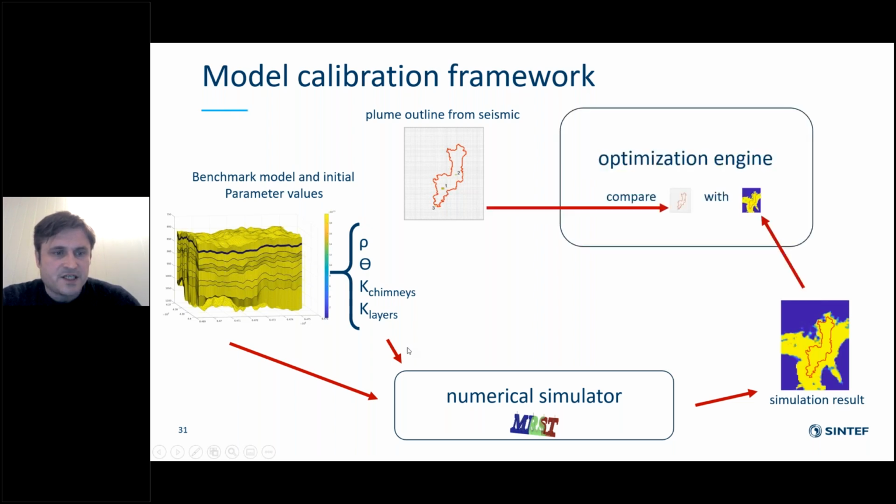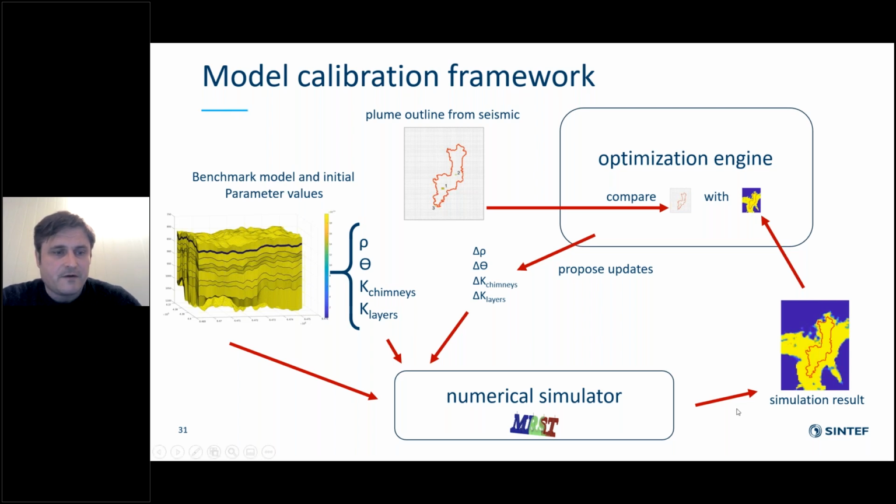And our optimization engine compares the outline of the CO2 plume as obtained from the simulation with those that have been observed from the seismic and assesses the degree of fit. Based on the gradient of the result with respect to the calibration parameters, the optimization routine proposes updates to these parameters. And we run a new simulation with updated values, which leads to another result. And we keep iterating like this until no further improvement can be made by adjusting the calibration parameters.